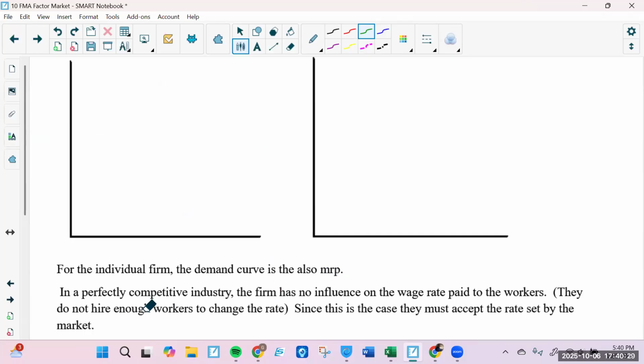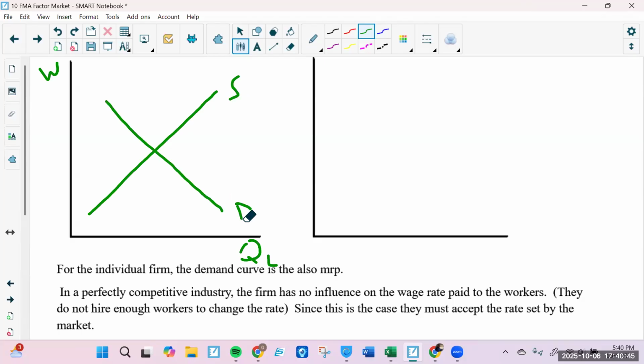So what I'm going to do here is notice side-by-side graphs. If you're showing a perfectly competitive factor market, you have to do a side-by-side graph. The one on the left is going to be the market, and we're going to have a wage rate, our upward sloping supply curve, our downward sloping demand curve, and this is going to be the quantity of labor. And this is the MRP for the market. And this is going to be the market's wage rate.